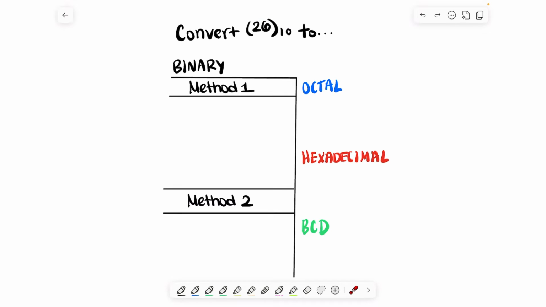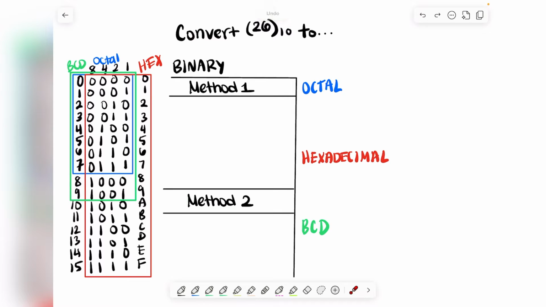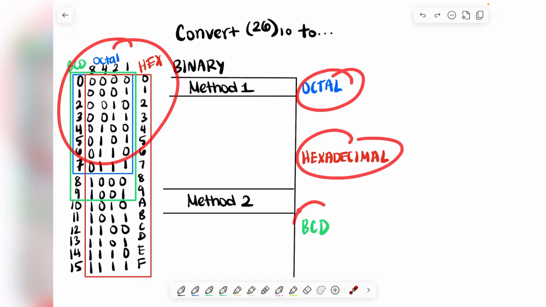And to do this, we're going to need what I like to call my little conversion table, which looks like this. I do have a video where I show you how to set up this table. There is no need for memorization at all. I'll link it in the description box below and also here at the top right corner. So this table is all you need for dealing with these three number systems.